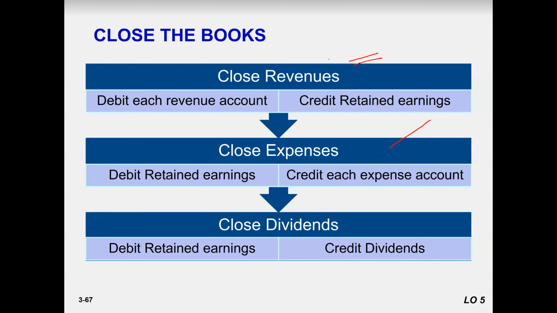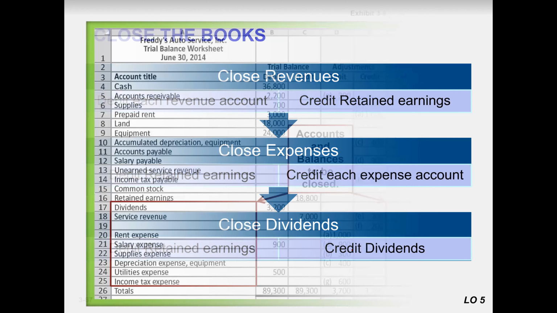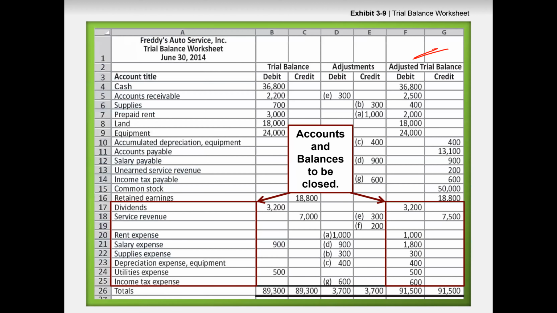So we need to close the revenue as a debit to the revenue account because the natural balance is credit. So we have to make it debit so that our account balance is zero, and credit retained earnings. Expense: debit retained earnings, credit the expense account. Debit retained earnings and credit the dividends account. So here we go. Which accounts need to be closed on our adjusted trial balance? All the dividend and income statement accounts. The balance sheet accounts won't be closed.